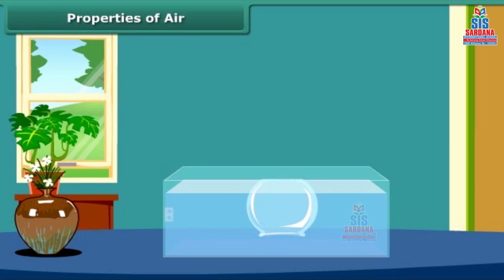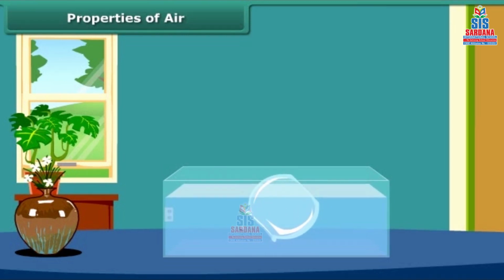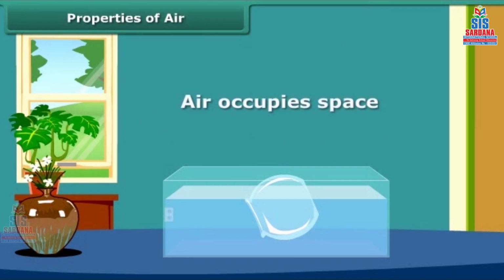See, no water enters into the pitcher. Now tilt the pitcher slightly. See, the air bubbles are coming out of the pitcher and water starts entering into it. So you can see that the pitcher is not empty. Air that was present in the pitcher is coming out. This shows that air occupies space.